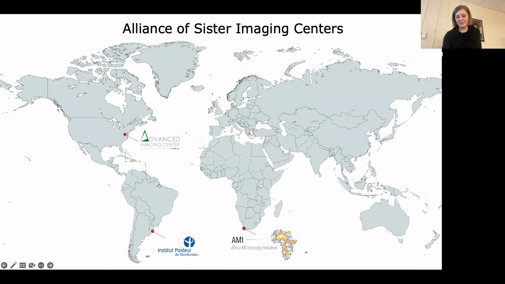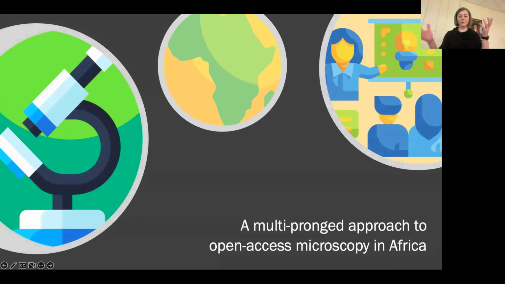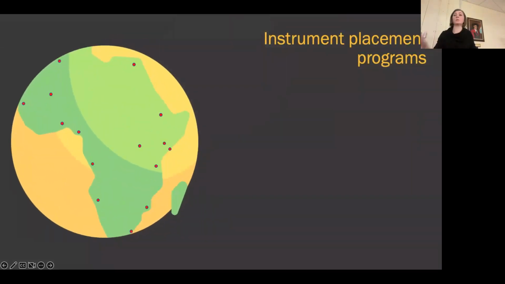So I'm going to run through quickly the other aspects of the Africa Microscopy Initiative, because as I've said, it's not good enough to just give them a few times access to some microscopes in the southern tip of Africa, and then they have to go home and they don't have access to microscopes where they are. So a key component that we're also running is instrument placement programs.